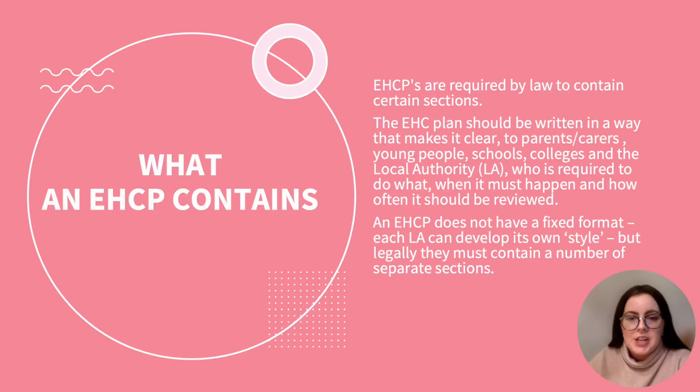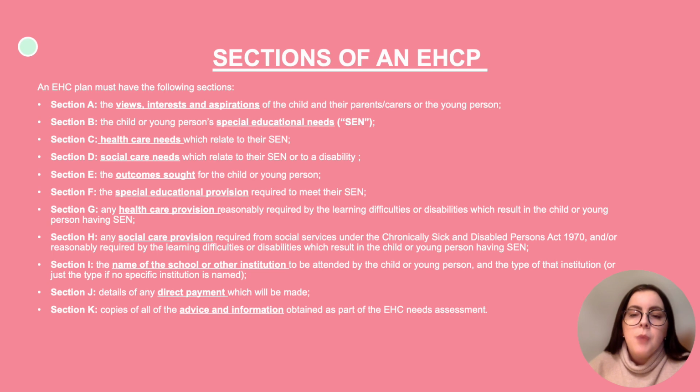So what does an education health and care plan contain? Well, education health and care plans are required by law to contain certain sections. The EHCP should be written in a way that makes it clear to parents, young people, schools, colleges and the local authority who is required to do what, when it must happen and how often it should be reviewed. An EHCP does not have to have a fixed format. That means that each local authority can develop its own style, but legally they must contain a number of separate sections.